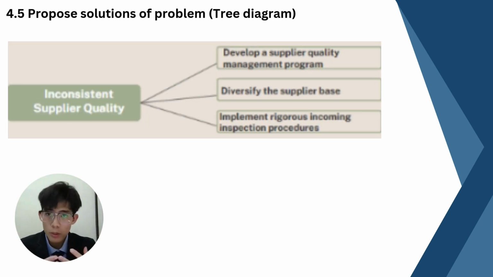And lastly, as for the problem of inconsistent supply quality, inconsistent raw material quality affects the final product. To tackle this, we propose to develop a supply quality management program by setting clear standards and conducting regular audits. For example, we can use supplier scorecards to evaluate performance and ensure quality compliance.